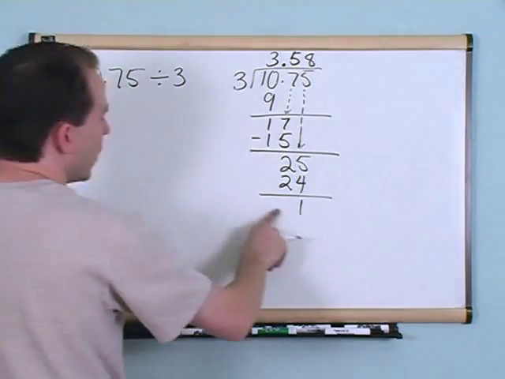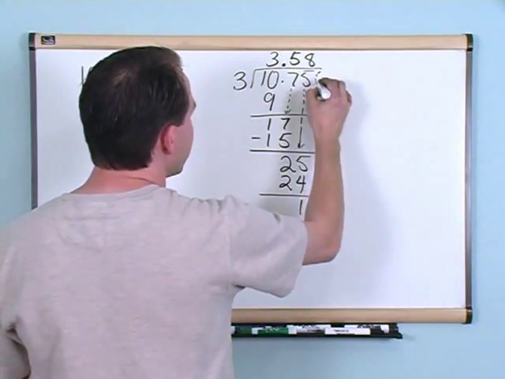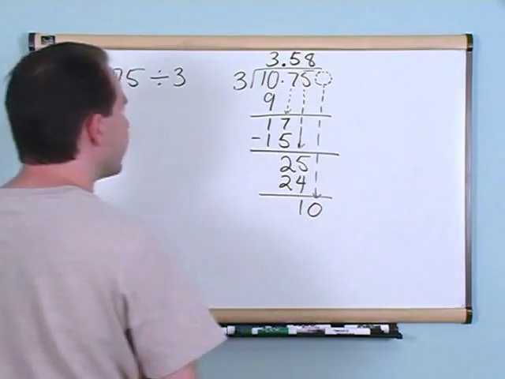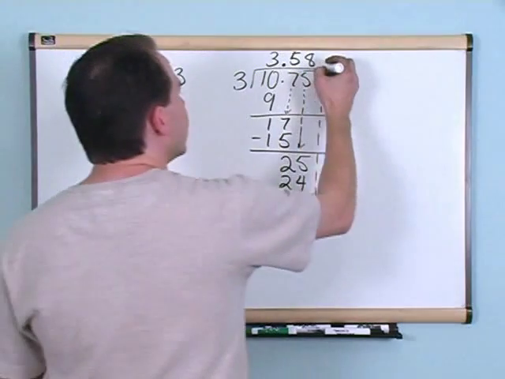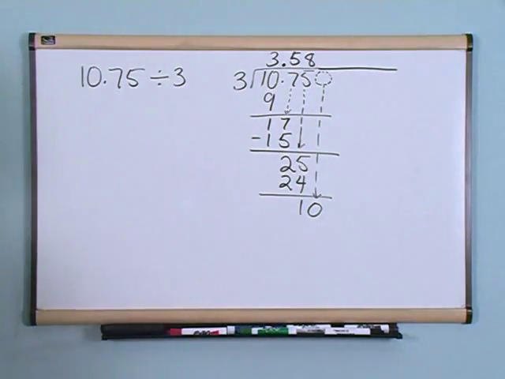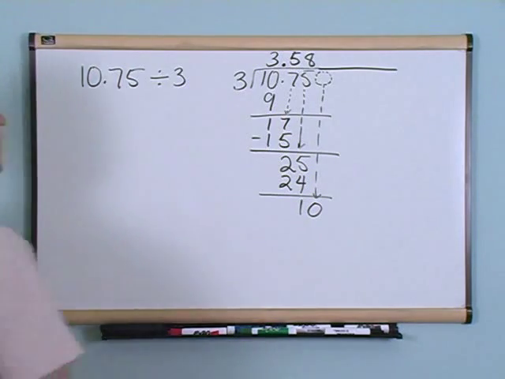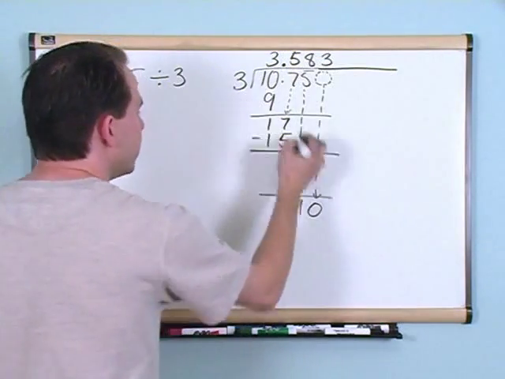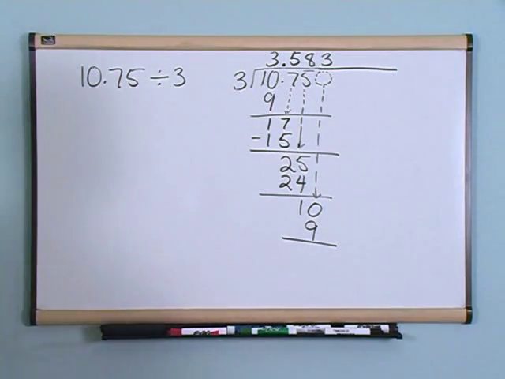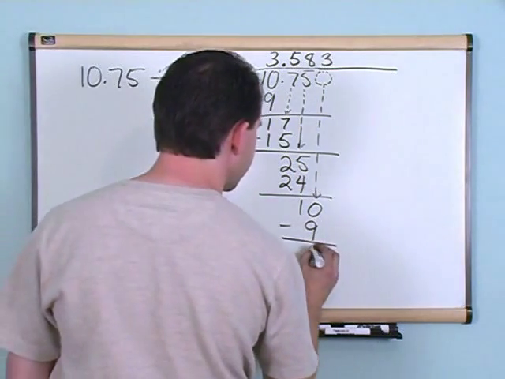Can 3 go into 1? Well, no, it can't, but remember, I can add a 0 anytime I need to. Let's drag that 0 down and see what happens. And now, here's where the problem starts to get tricky. 3 divided into 10 goes how many times? Well, 3 times 3 gives me 9. That's as close as I can get. So I write that down, and I subtract, and I get a 1 here.